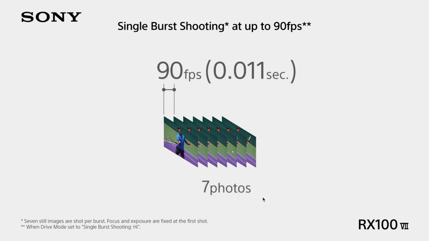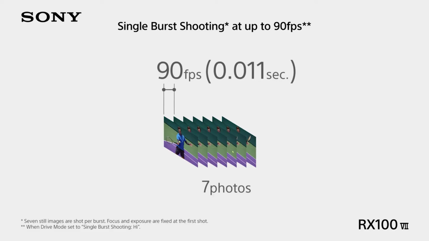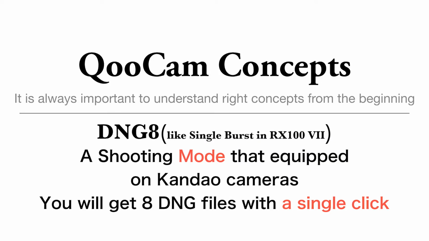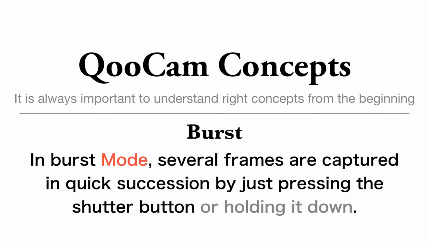And between each frame, the exposure settings will be locked. In the RX100, you can see that the focus and exposure are fixed at the first shot in this driving mode. So it's almost the same. But for the Sony RX100, you will only get 7 shots, but on QooCam, you will have 8 shots. It's almost the same.